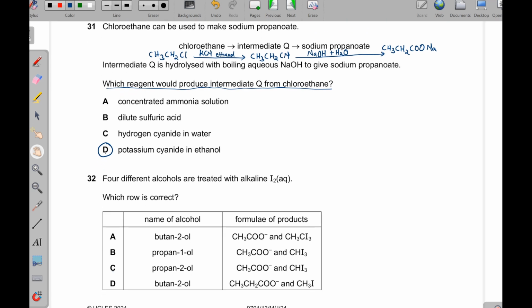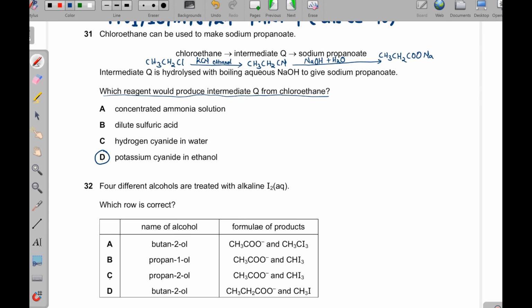Then question 32. 4 different alcohols are treated with alkaline iodine. Which row is correct? Now the products. Now to treat an alcohol with alkaline iodine and then you get a positive test, the alcohol must have this group CH3, then CH, OH. It must have this group. Whatever comes here, you don't know.